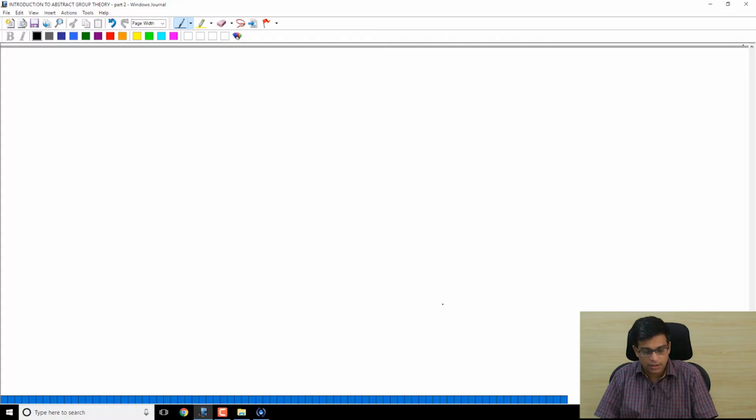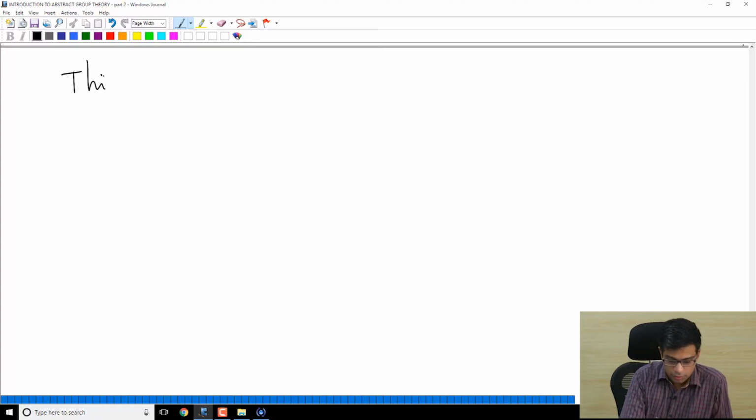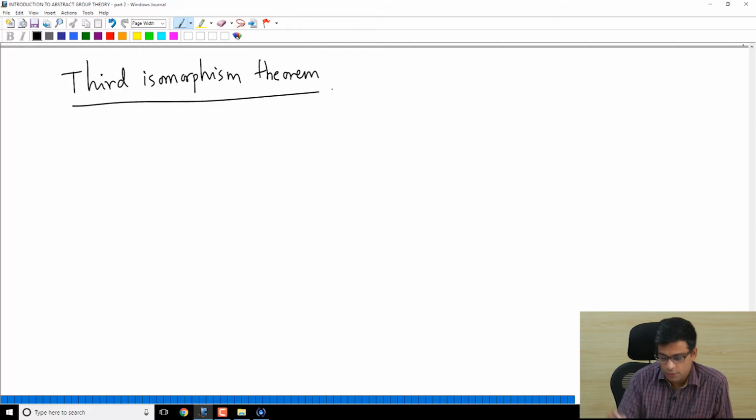So far we have looked at the first and second isomorphism theorems. In this video, let us start with the third isomorphism theorem. Recall that isomorphism theorems are statements about isomorphisms among quotient groups. The third isomorphism theorem will say a similar statement to the first and second. So let us see what it says.